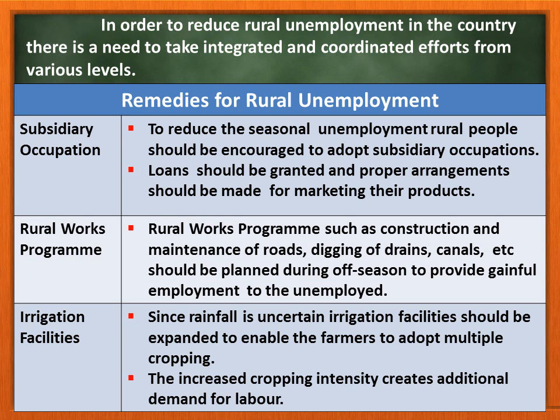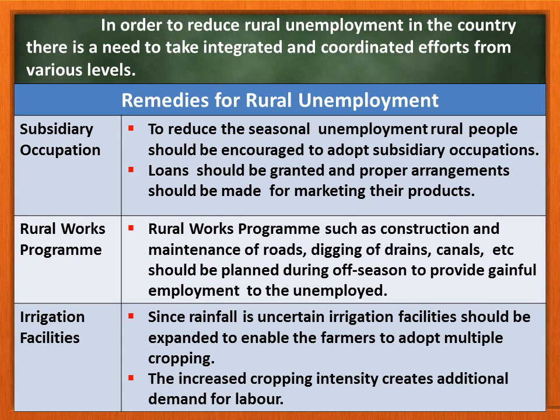Rural works programs such as construction and maintenance of roads, digging of drains, canals, etc. should be planned during the off season to provide gainful employment to the unemployed. So the government keeps doing construction works like maintenance of roads, digging of drains, constructing canals, etc. But the government should plan in such a way that all these works are done only in the off season, so that agricultural farmers, when they are in the period of unemployment, will get employed.